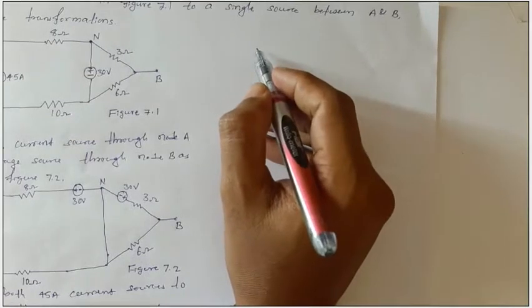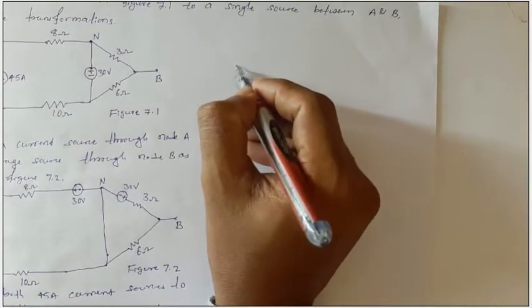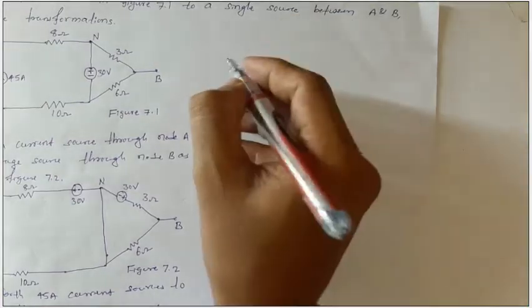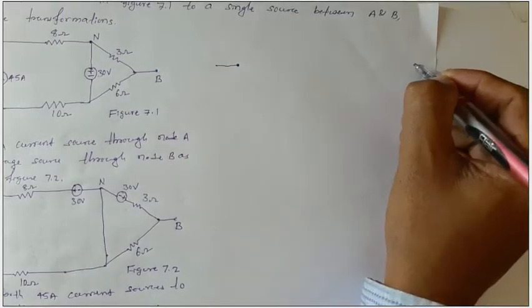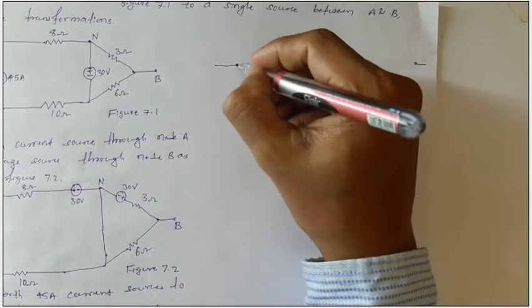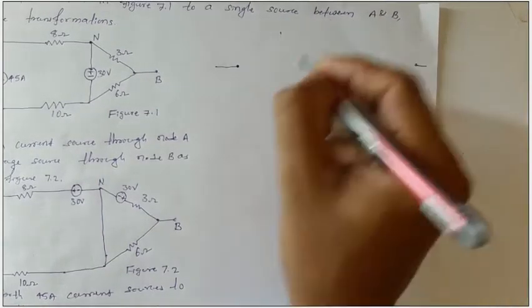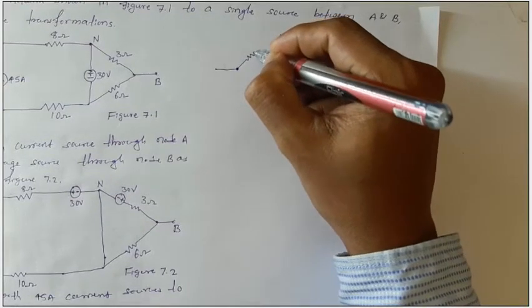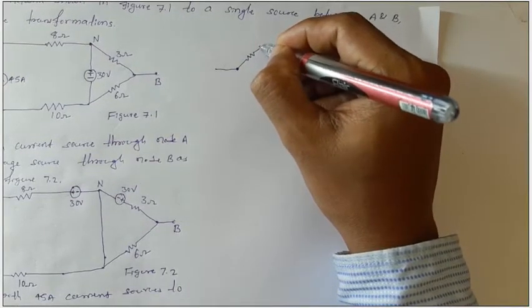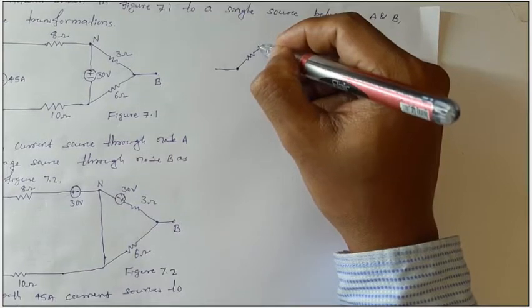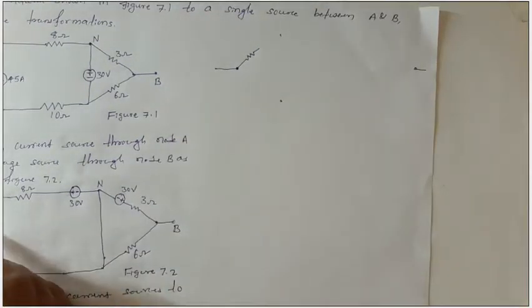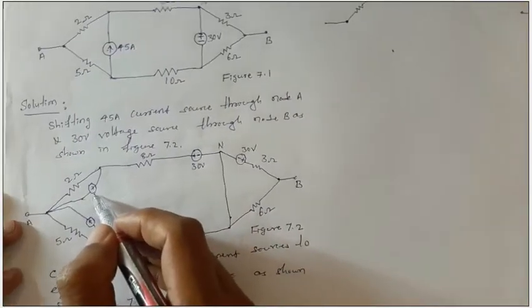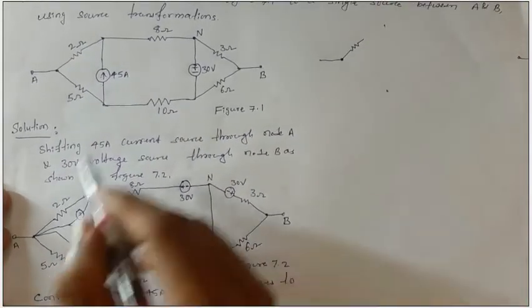So let us now convert. I will redraw here, dear students, between node A and B. So we should redraw this network, and here we have one resistor with that, because after converting, this parallel resistance will come in series with the voltage source.